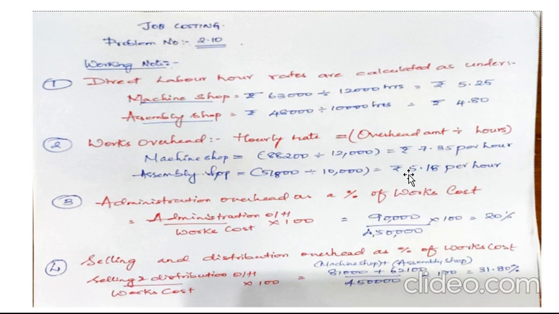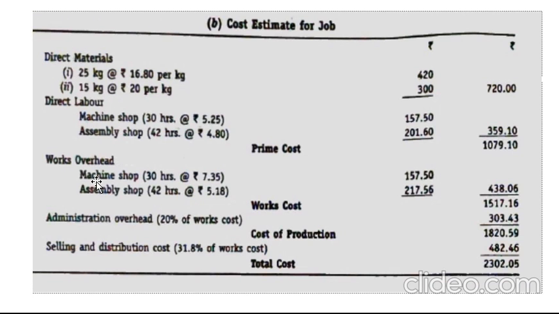51,800 divided by 10,000 will give you 5.18 per hour. So this is your per hour rate for your works overhead. So we will follow your cost sheet. Works overhead is equal to machine shop 30 hours and assembly shop 42 hours. So for 30 hours, the cost what you have found out is there in your working note.